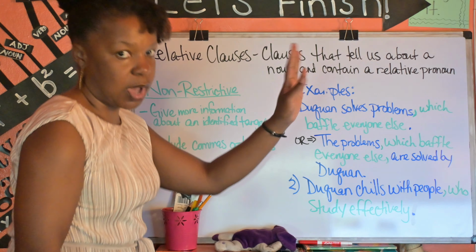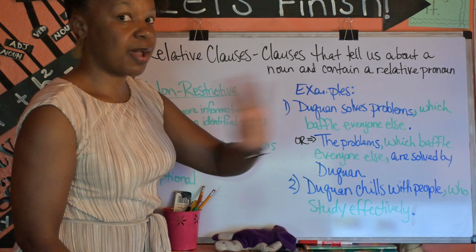So Daquan is coming in to save us because he's the only one who can solve these problems, right? Because they baffle everyone else. An alternative way to write this is: the problems, comma, which baffle everyone else, comma, are solved by Daquan. If we eliminate the relative clause which baffle everyone else, we have what? The problems are solved by Daquan.